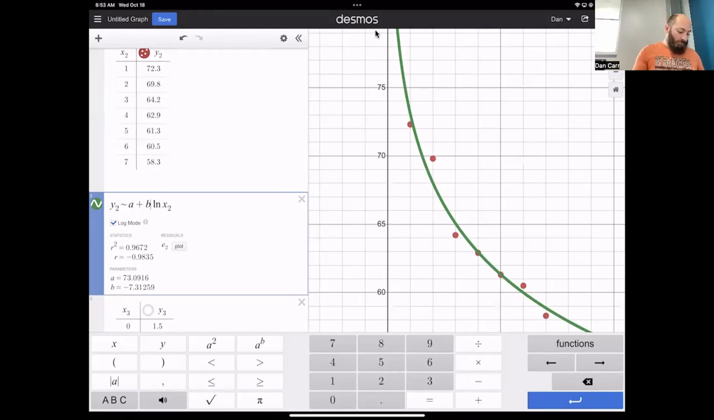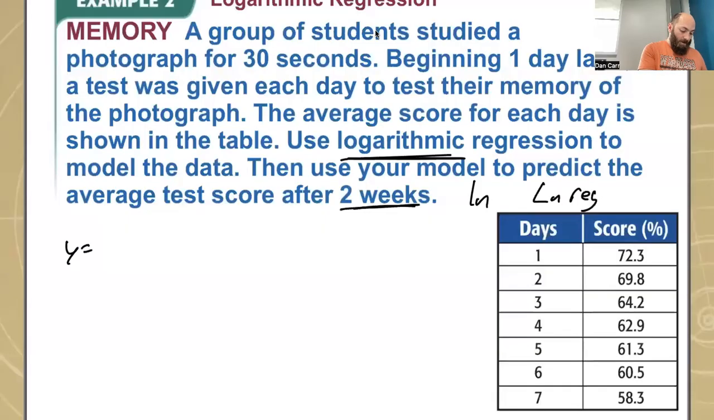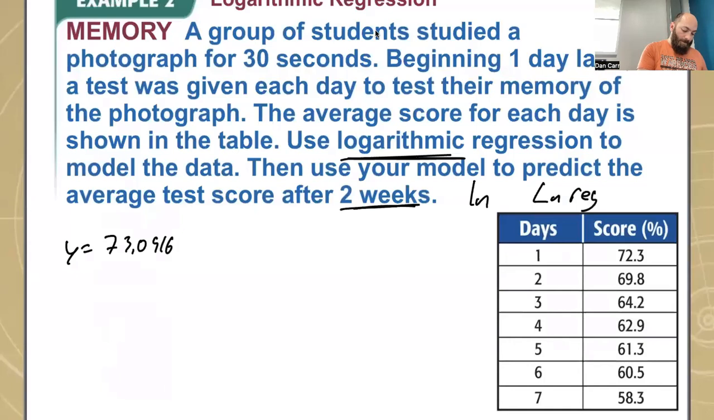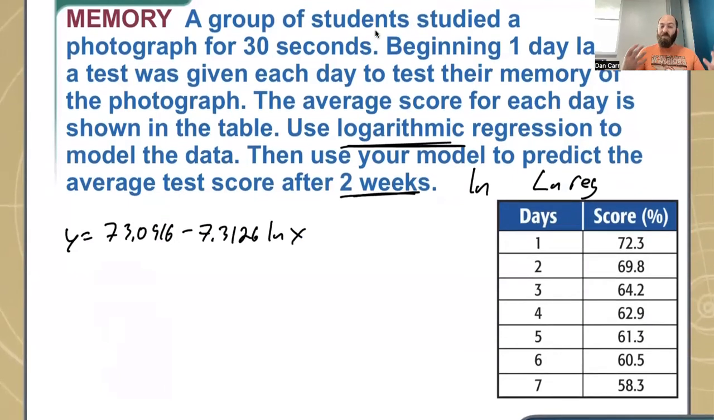Okay, so write those down here: 73.0916 minus 7.3126 natural log of x. You would get the same exact thing using your graphing calculators if that's the method you used. So now that I have this, I want to use it to predict 2 weeks. Well, remember, x was number of days. So that means in this case, I'm going to use x equals 14.